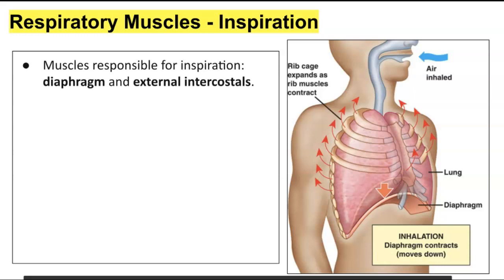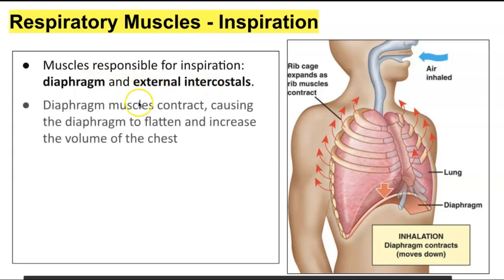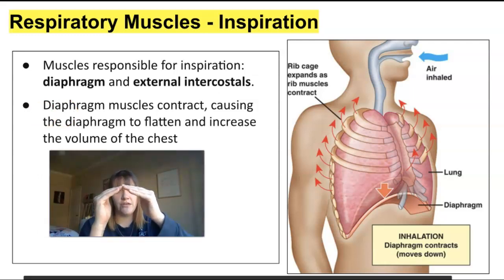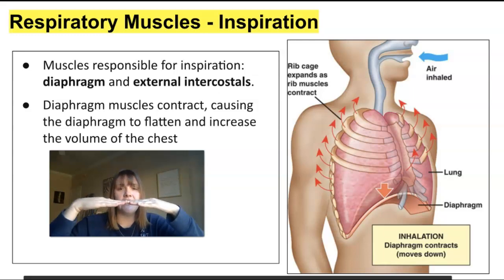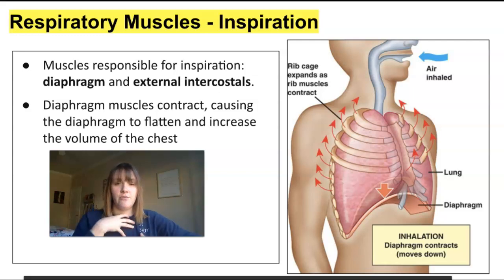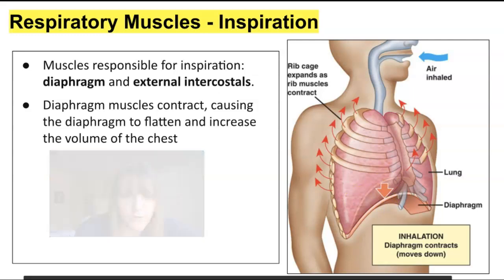The muscles responsible for inspiration, so inhaling, are your diaphragm and your external intercostals. Your diaphragm muscles are going to contract. This can be confusing sometimes, but your diaphragm is normally shaped like a U when it's relaxed, and when it contracts, it actually flattens out. And when it flattens out, it causes the volume of your chest to increase. If you look at this picture, you can see where the diaphragm normally would be if it's resting, but as it contracts, it flattens, which increases the volume of the chest, which allows air to move in, which is pretty cool.